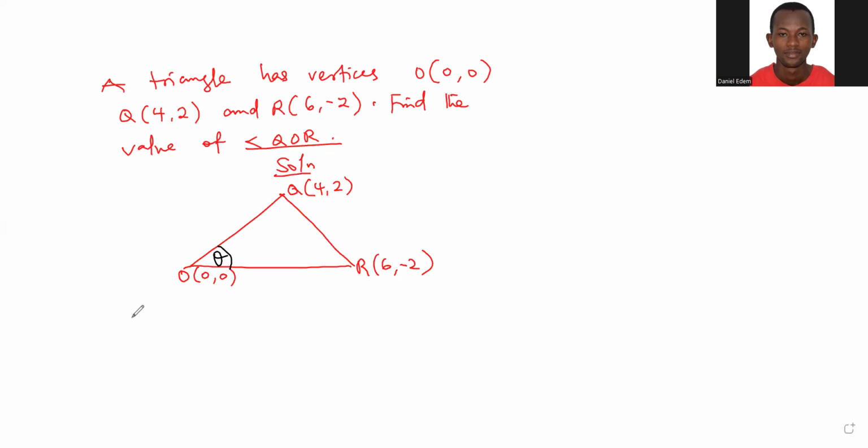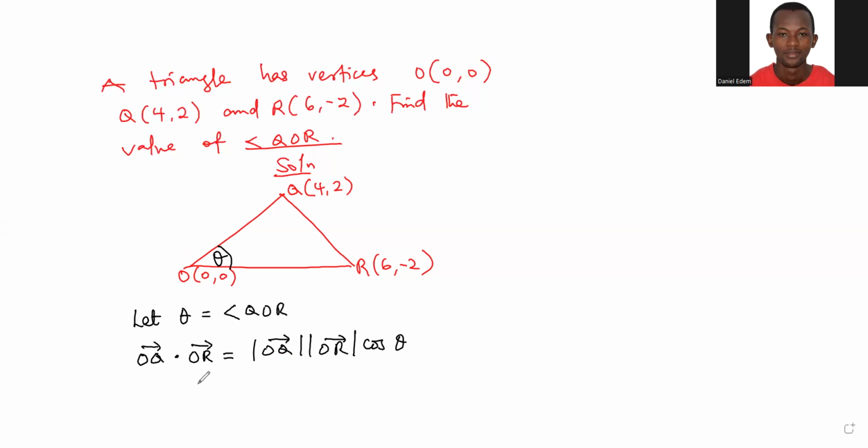So with this, it means that we let theta be angle QOR, okay? Then the dot product of OQ and OR will be your magnitude of OQ times your magnitude of OR times cos theta, okay?